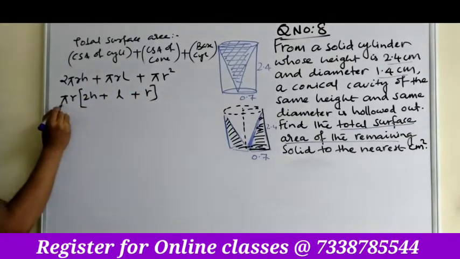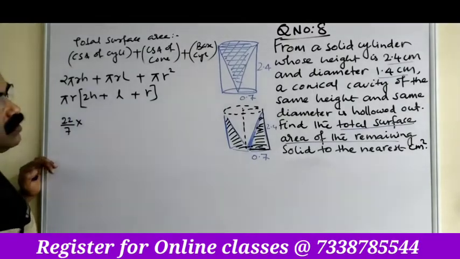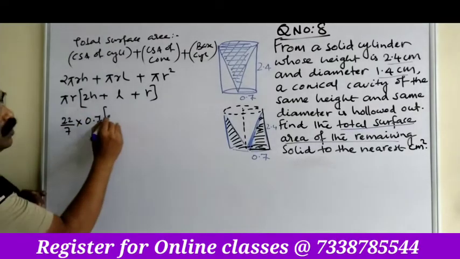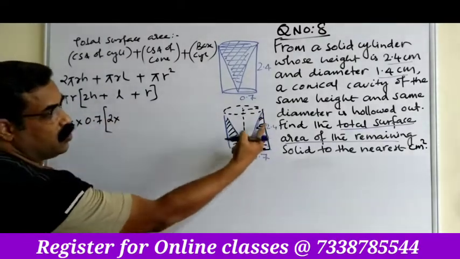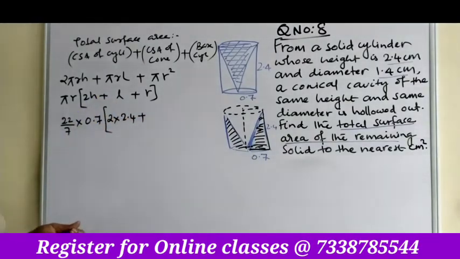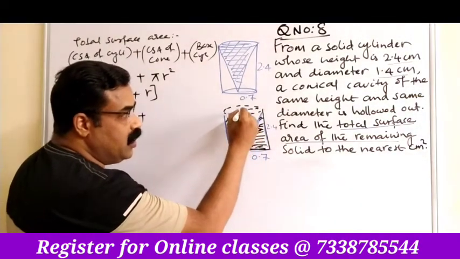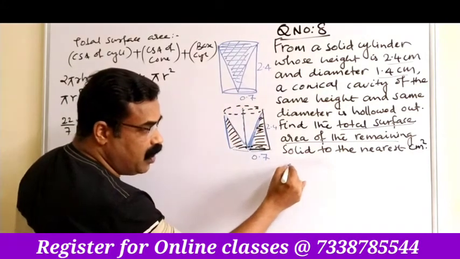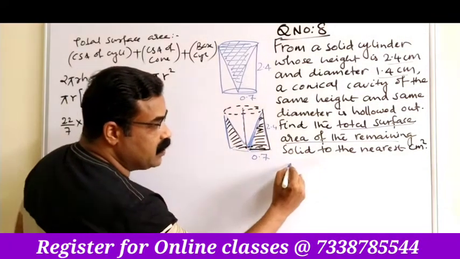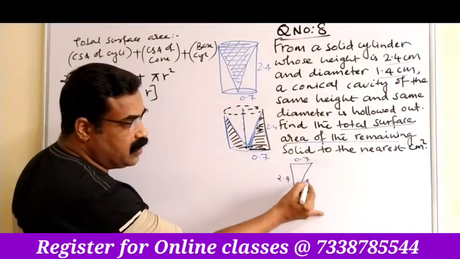Now pi r, you can write it as 22 by 7 into r, which is 0.7. So I will write it as 0.7. Now 2h, 2 into h, where h is equal to 2.4, plus l. Very important, students. We need to calculate what is l. Here h is equal to 2.4, radius is equal to 0.7. You need to find out what this l is.